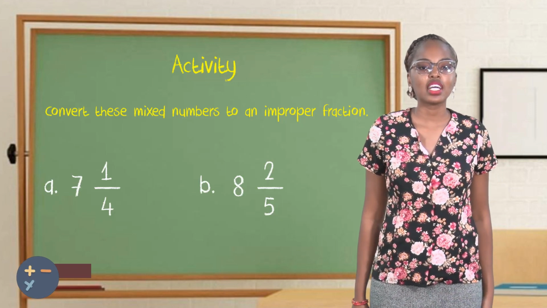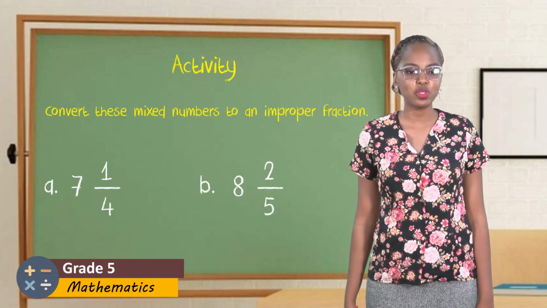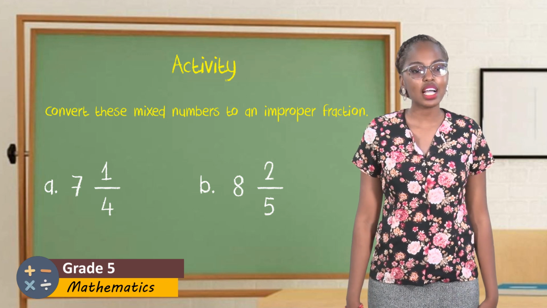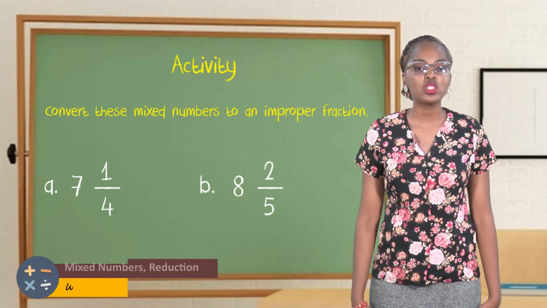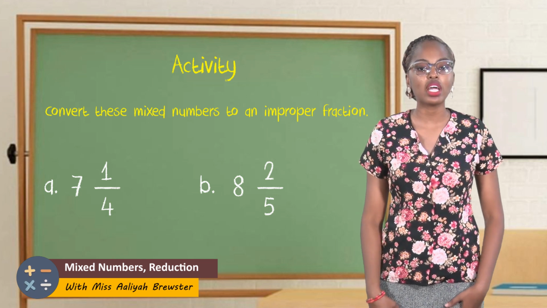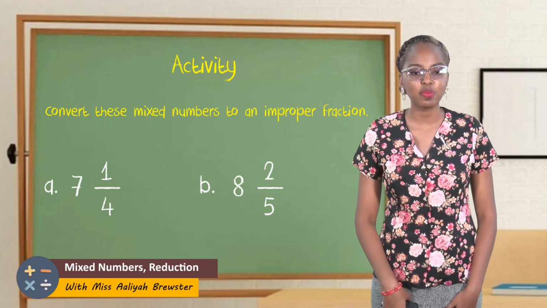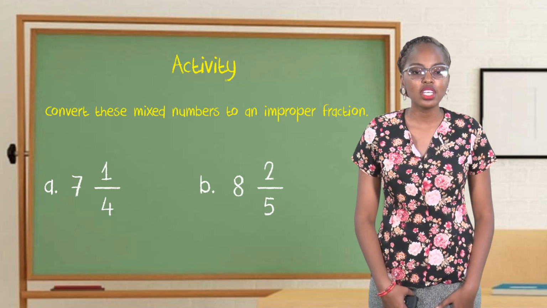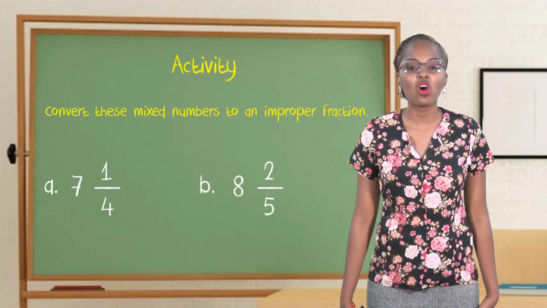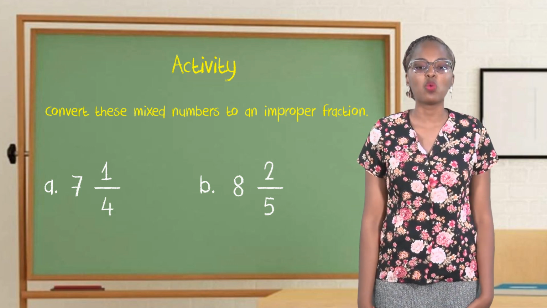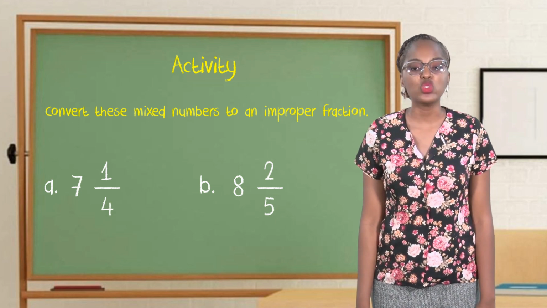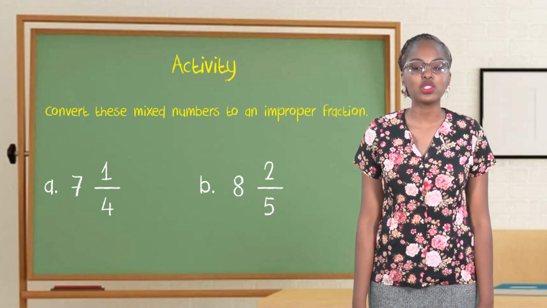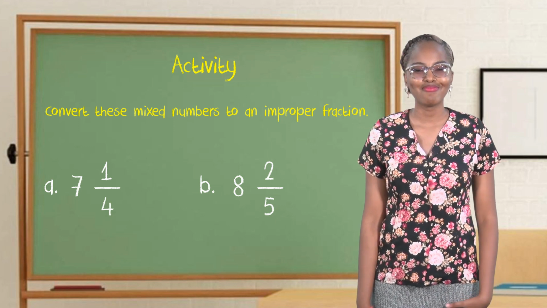If you can try this activity on your own, please do so. To complete this activity, you have to convert these mixed numbers into an improper fraction. The first one is 7 1/4. The second one is 8 2/5. Good luck!